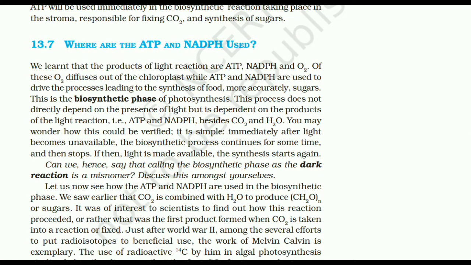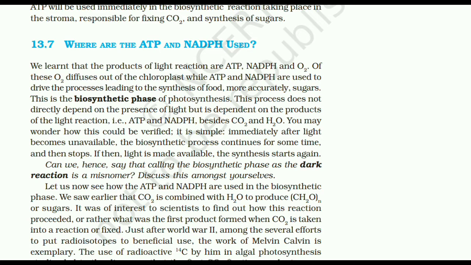13.7. Where are the ATP and NADPH used? We learned that the products of light reactions are ATP, NADPH and O2. Of these, O2 diffuses out of the chloroplast while ATP and NADPH are used to drive the processes leading to the synthesis of food, more accurately sugars. This is the biosynthetic phase of photosynthesis.